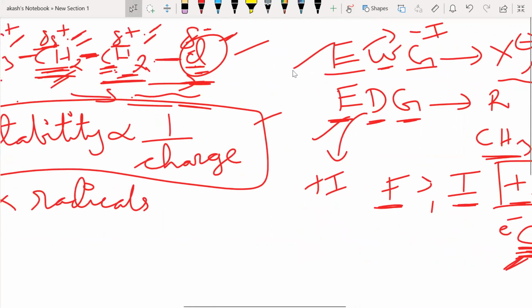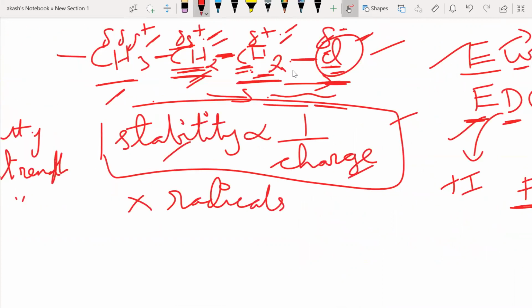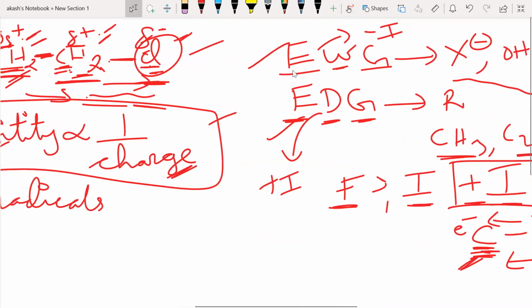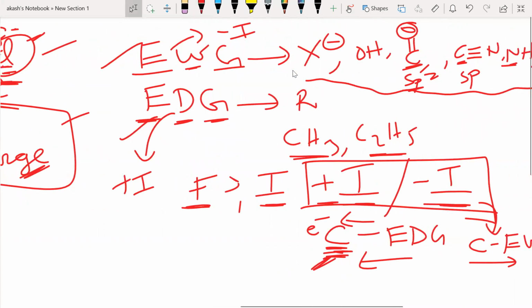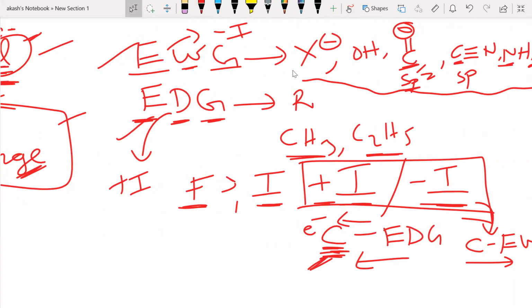There is only one stability criterion: stability is inversely proportional to the amount of charge present on the species. The more neutral it is, the more stable it is. Please remember this. I obviously have to remember what electron withdrawing groups and electron donating groups are, plus the +I effect and the -I effect. If we understand, we are set to go for the examples.